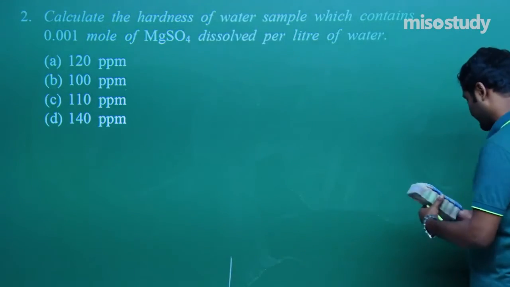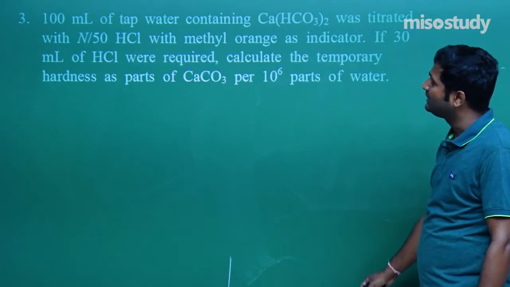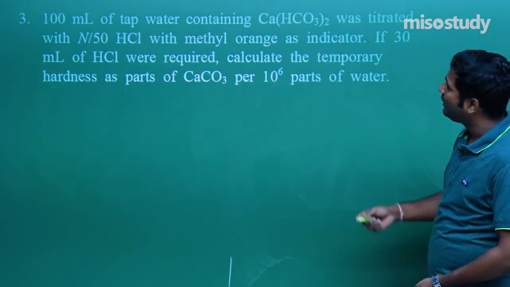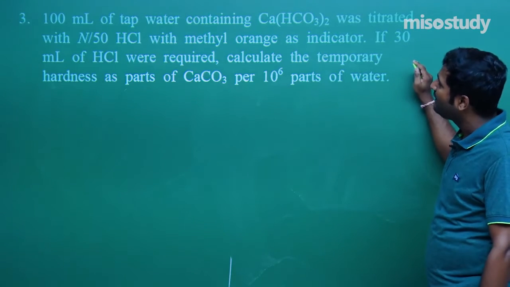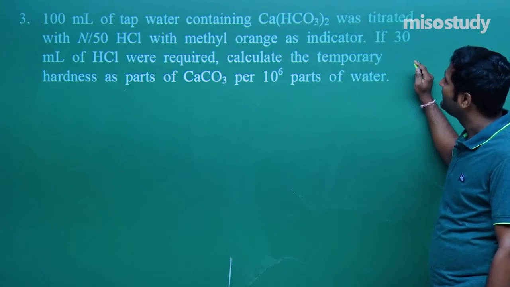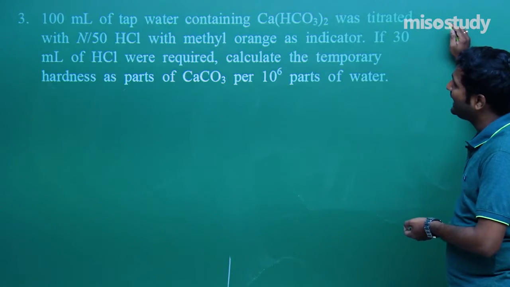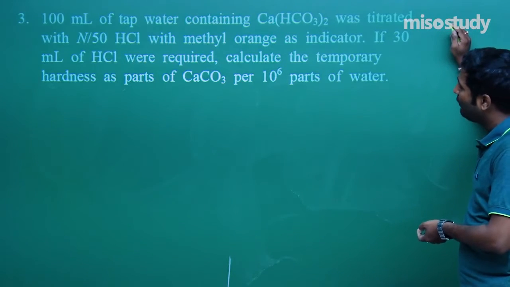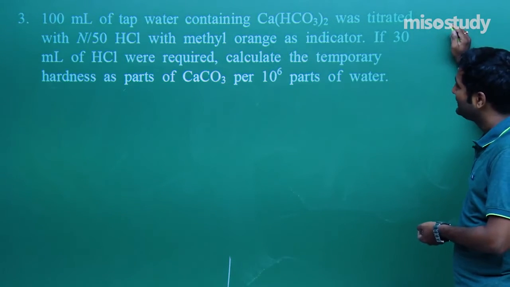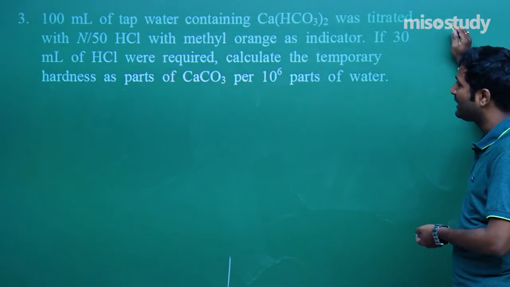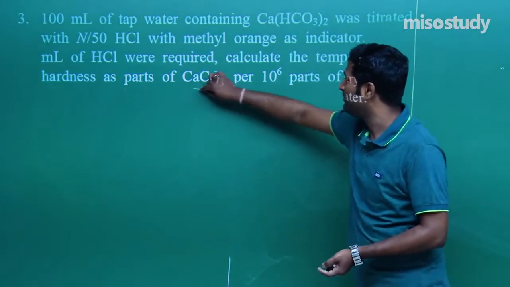This is question number 3. This question is related to the hardness of the water. 100 ml of tap water containing calcium bicarbonate was titrated with N by 50 HCl, with methyl orange as indicator. If 30 ml of HCl was required, then calculate the temporary hardness as part of CaCO3 per 10 to the power 6. It's so easy. 10 to the power 6, as I told you, is always taken as a standard.